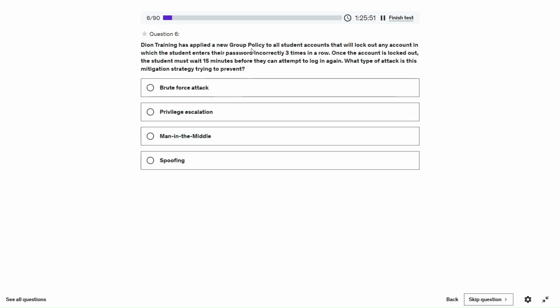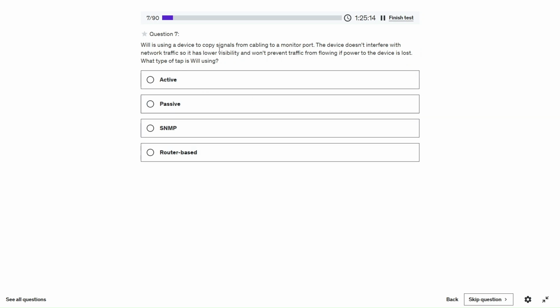DION Training has applied a new group policy to all student accounts that will lock out any account in which the student enters their password incorrectly 3 times in a row. Once the account is locked out, the students must wait 15 minutes before they can attempt to log in again. What type of attack is this mitigation strategy trying to prevent? So we can clearly see that there is a limit of three. After that, they need to wait for 15 minutes and then they can try again. So they are actually preventing the brute force attack. So the brute force attack.